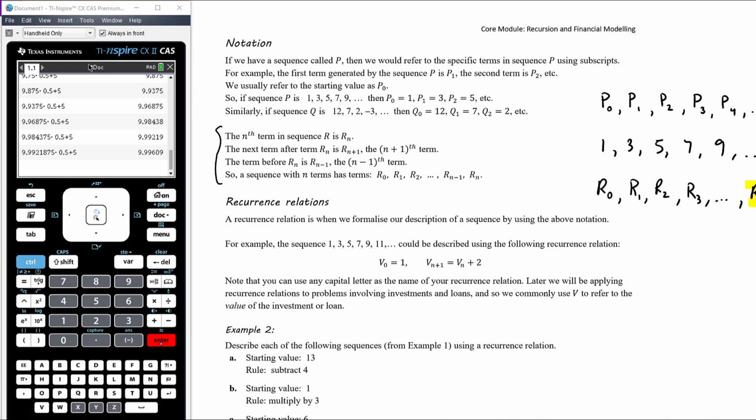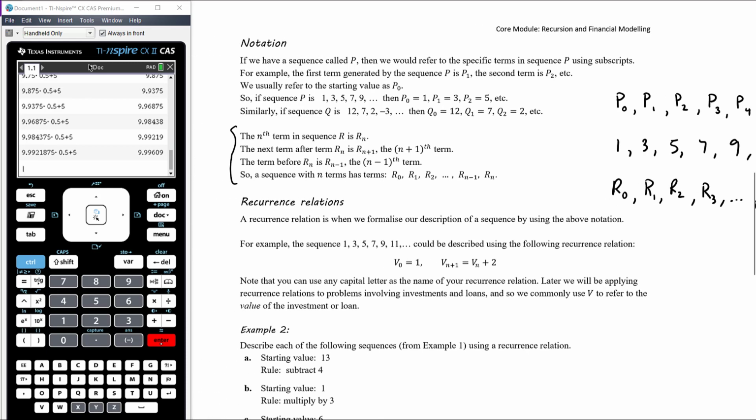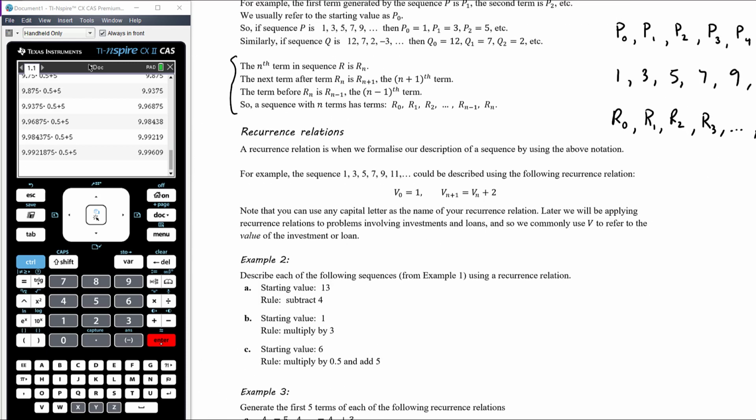And that's really important when we come to talking about our recurrence relations. So, for example, I'm going to come to the example down here. Actually, it's the same one, so we'll go into it now. A recurrence relation is when we formalize our description of a sequence by using the above notation.